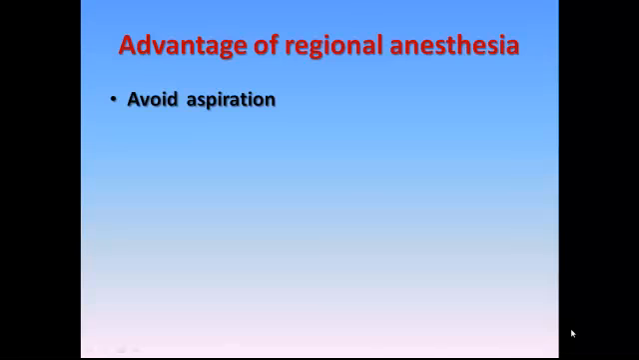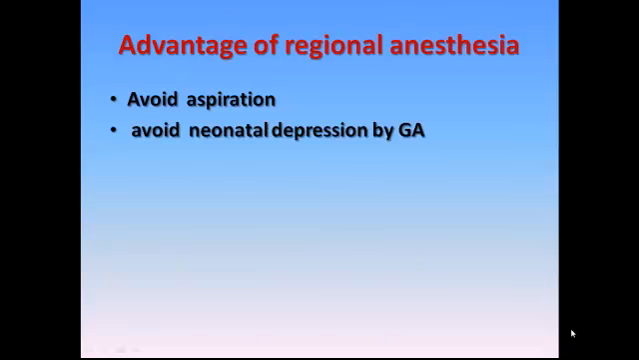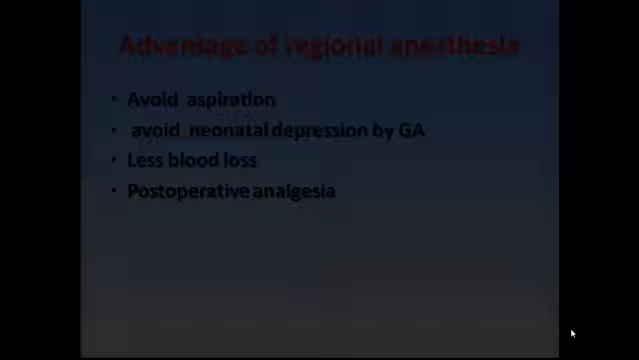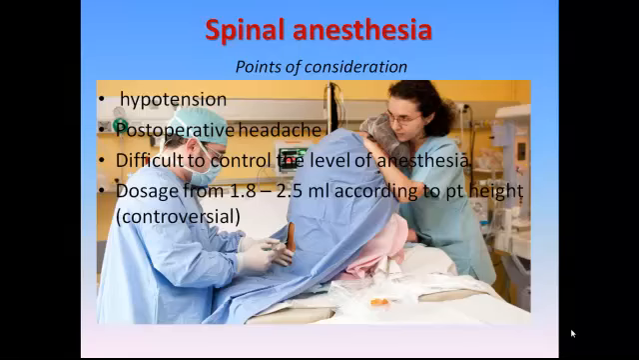Advantages of regional anesthesia: avoid aspiration, because these patients are very liable to aspirate during general anesthesia. Avoid neonatal depression from the general anesthesia and the drugs given, and it has less blood loss, and post-operative analgesia is much better. Now, we start with spinal anesthesia.